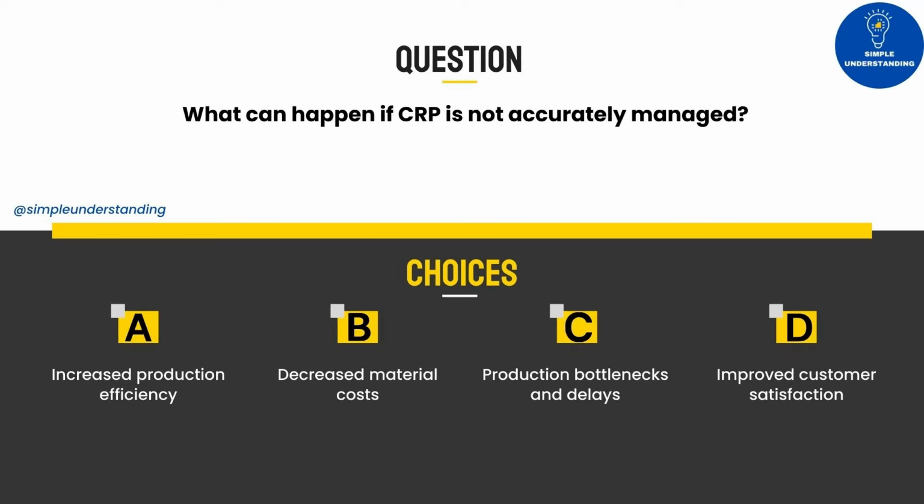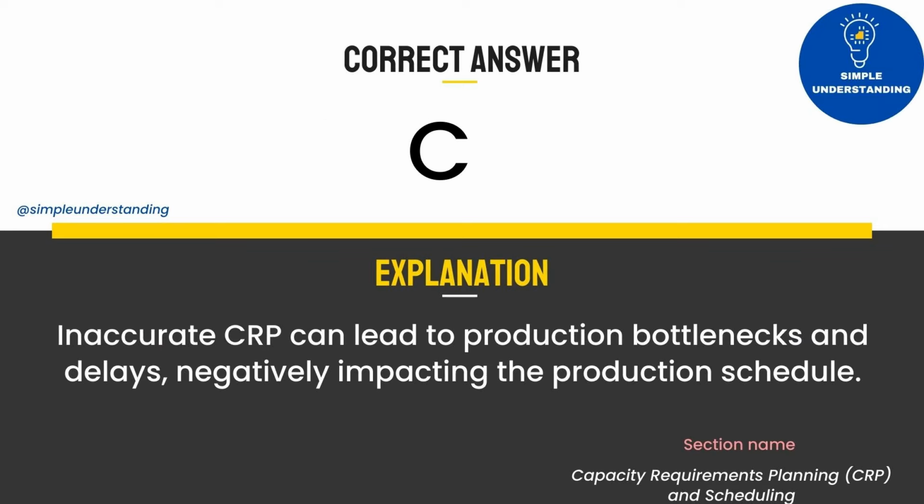5. What can happen if CRP is not accurately managed? A. Increased production efficiency. B. Decreased material costs. C. Production bottlenecks and delays. D. Improved customer satisfaction. Correct answer, C. Overall explanation: Inaccurate CRP can lead to production bottlenecks and delays, negatively impacting the production schedule.